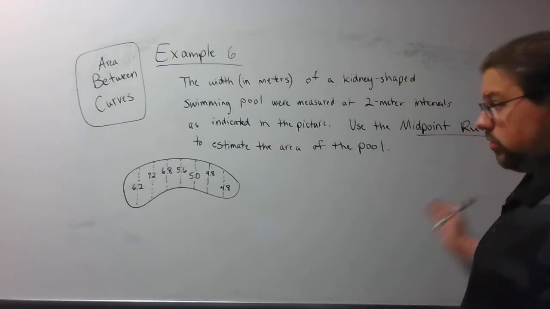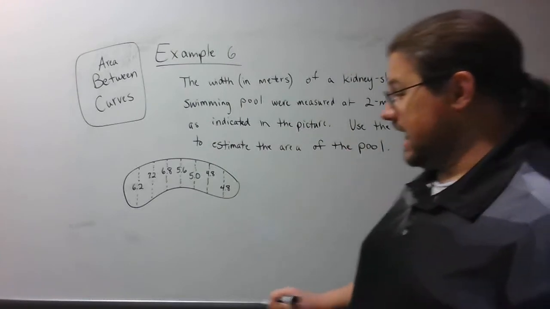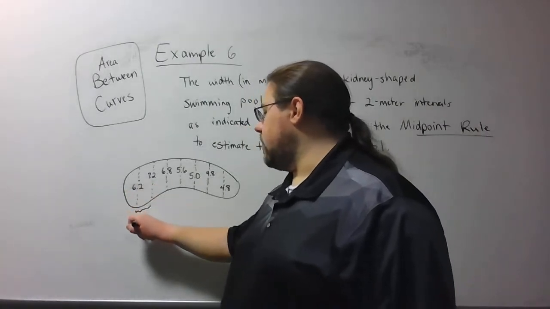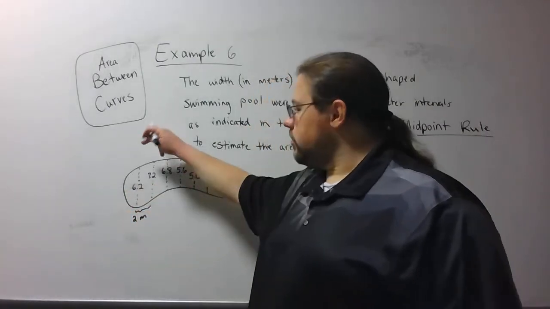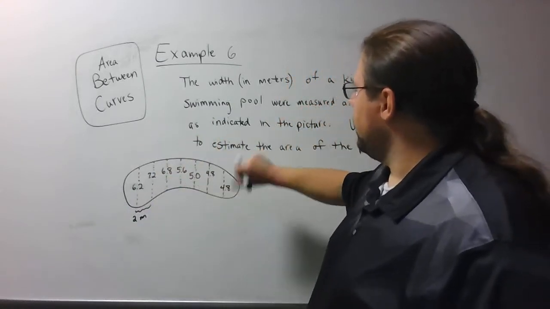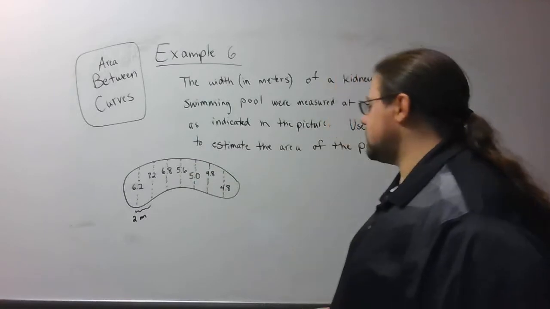Use the midpoint rule to estimate the area of the pool. So, in this case, each of these dotted lines represents a width of 2 meters, and so this dotted line represents the width of the pool for that particular measurement. So here's what I'm gonna do.